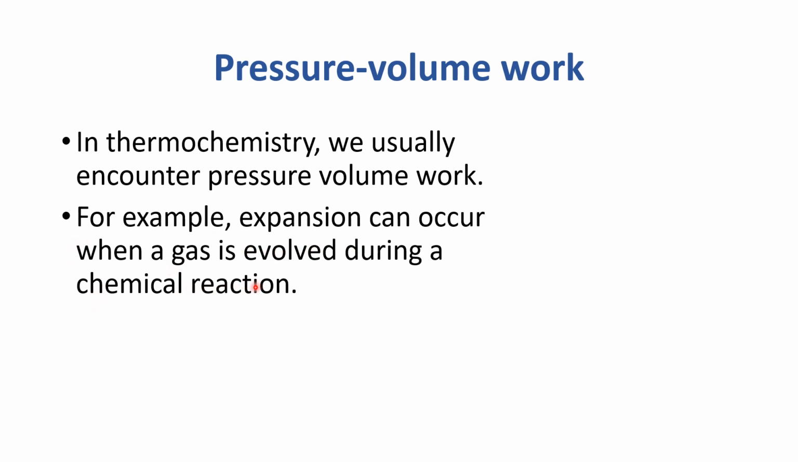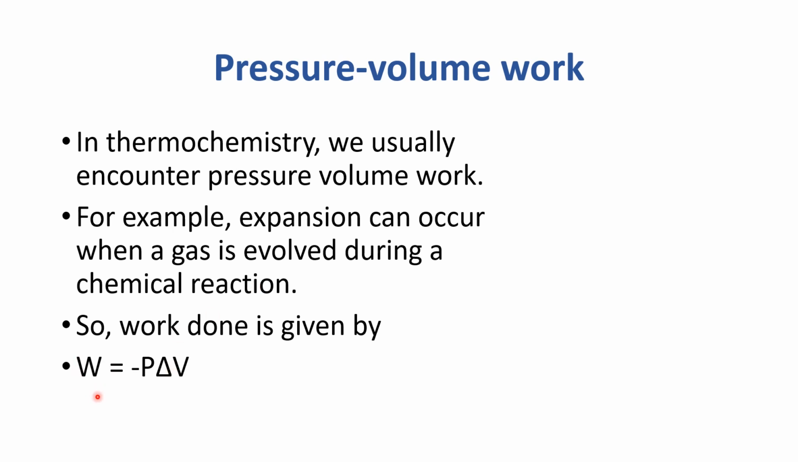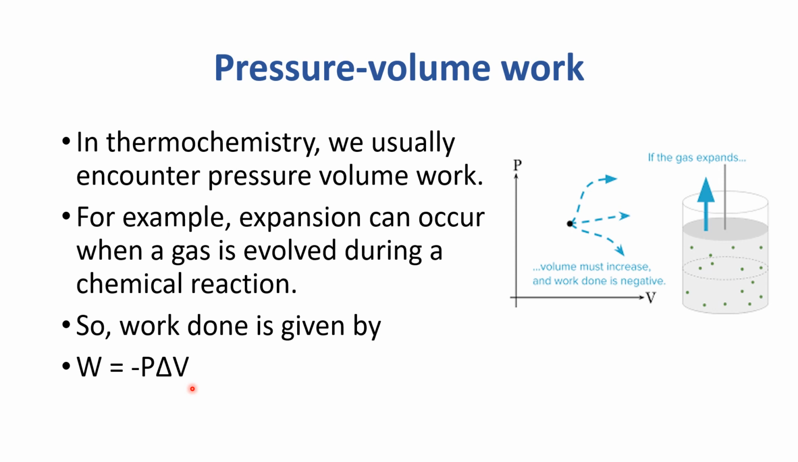एक chemical reaction हुआ और उसके दौरान एक gas evolve हुई, जिसकी वजह से जो volume था वो increase हो गया. So work done is given by W equals to minus P into delta V. P is pressure while delta V is the change in the volume.